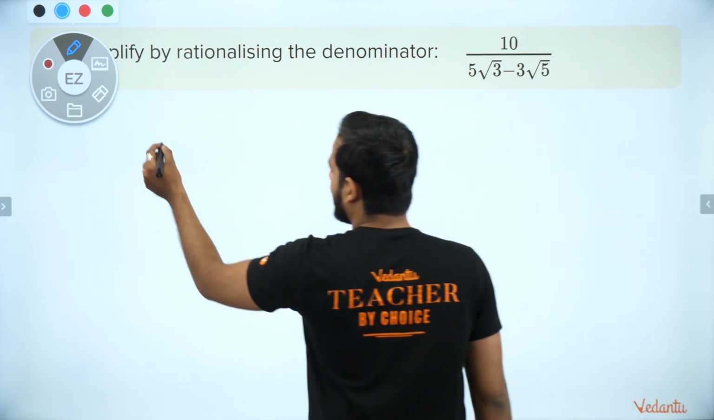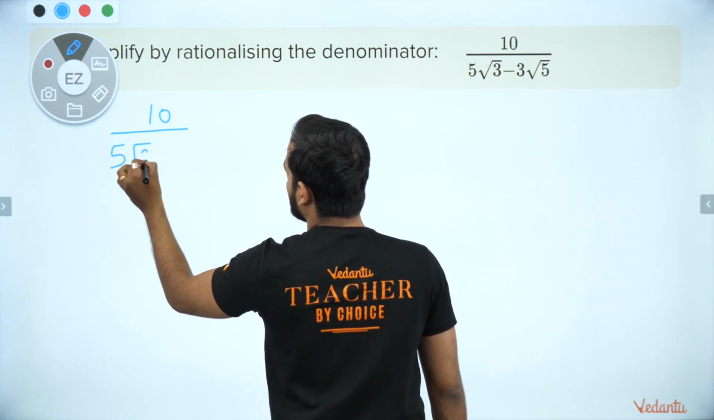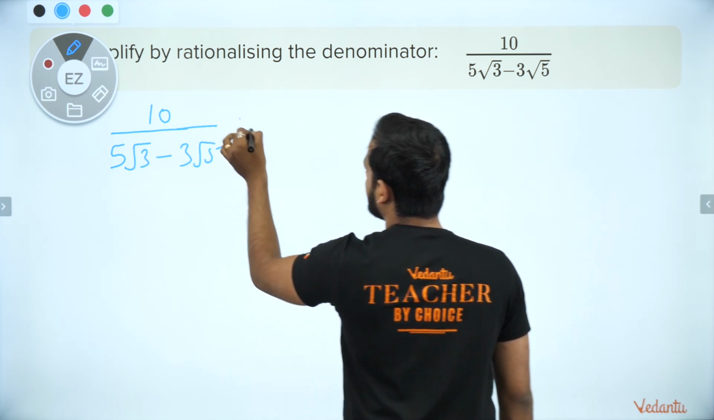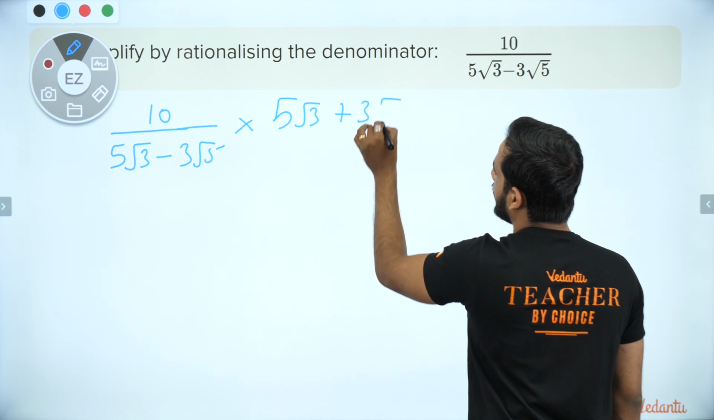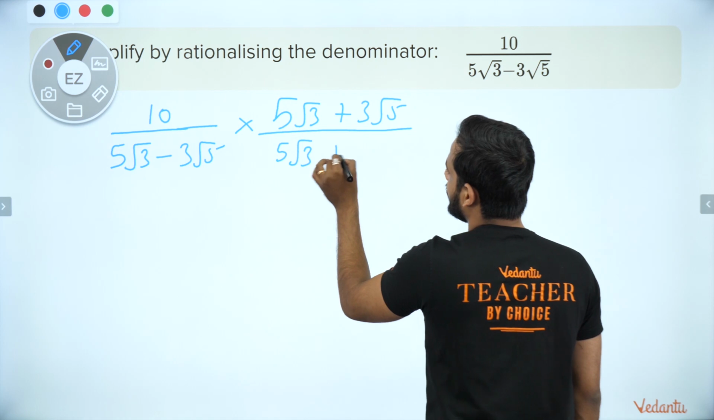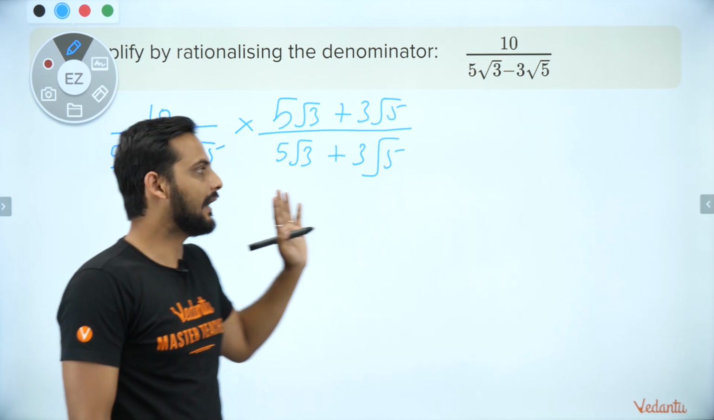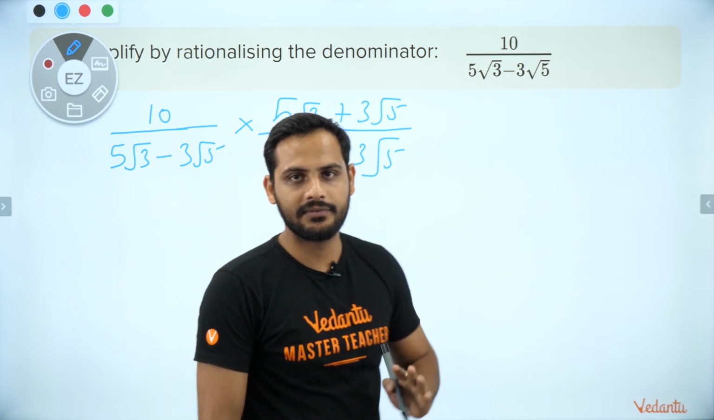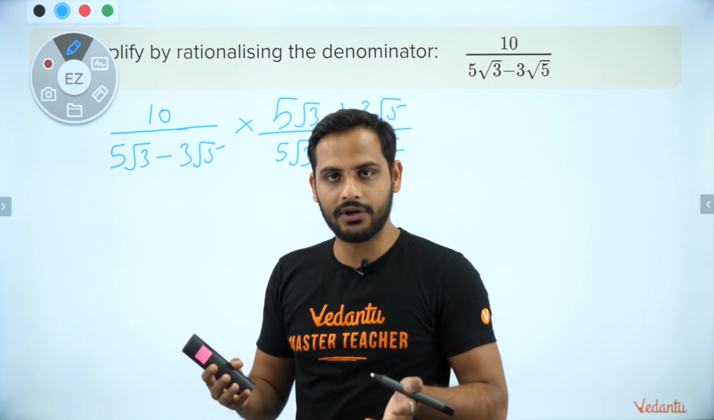So I will write 10 upon 5 root 3 minus 3 root 5. Since I have a minus b, I multiply and divide by 5 root 3 plus 3 root 5. This is the simple part: just identify what you have to multiply by. If a minus b is given, multiply and divide with a plus b. Now a minus b into a plus b is a square minus b square.